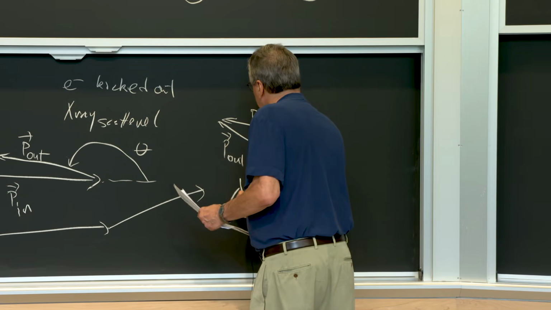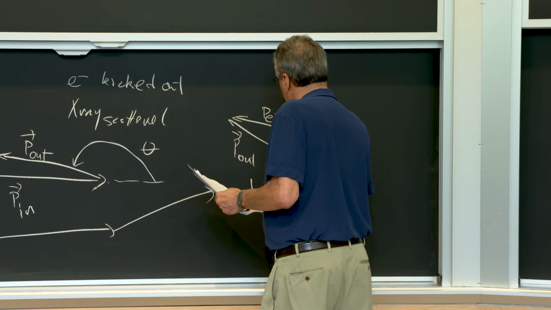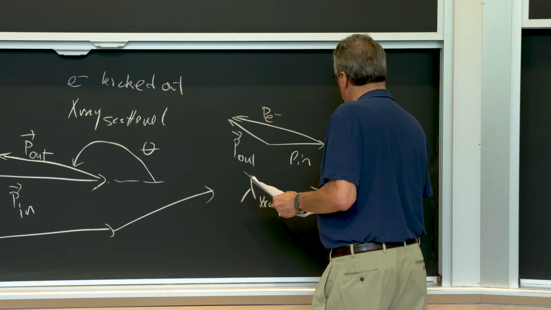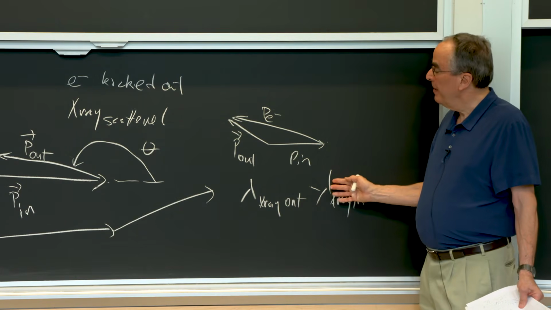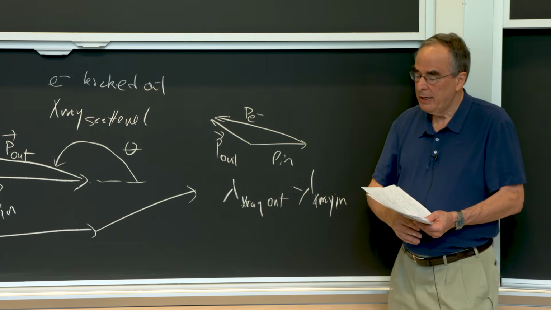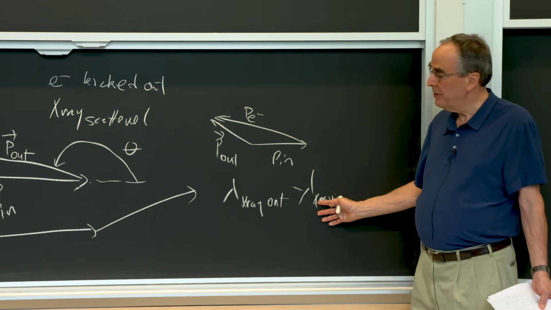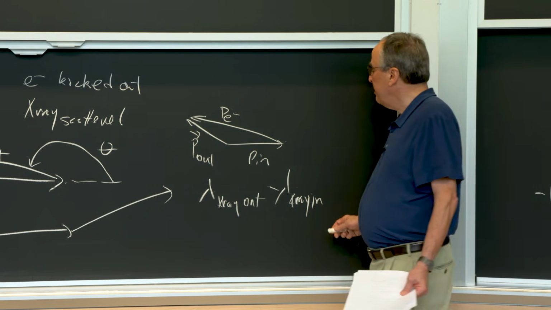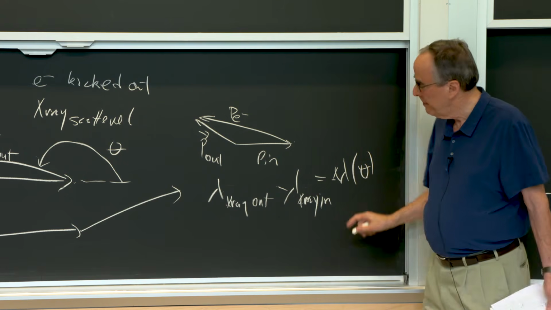What you measure is the wavelength of the X-ray out minus the wavelength of the X-ray in. And so if the X-ray has transferred energy to the electron, it has less energy when it leaves, and it has longer wavelength. So this is measurable, the change in the wavelength of the X-ray, and we'll call that delta lambda, and that's going to be a function of the scattering angle.